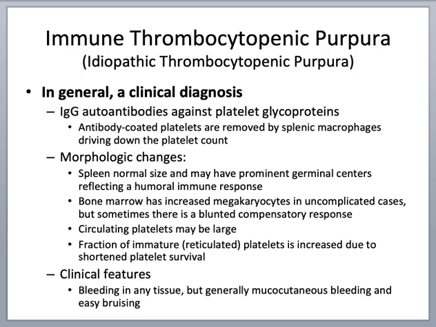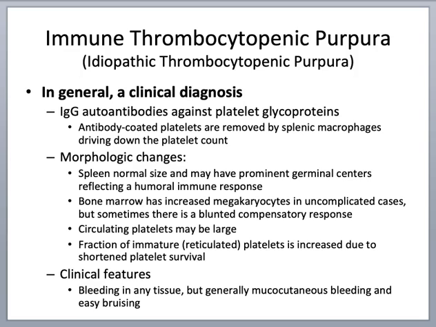The first entity we'll talk about is immune thrombocytopenic purpura, or idiopathic thrombocytopenic purpura. In general, this is a clinical diagnosis. We'll talk about some of the clinical features, but basically, just like other primary hemostatic disorders, there's generally mucocutaneous bleeding, skin petechiae, and easy bruising, or purpura. These are due to IgG autoantibodies that are formed against a variety of different platelet glycoproteins. And so these antibody-coated platelets are removed by splenic macrophages, which drives down the platelet count. So this is primarily a function of decreased platelet survival.